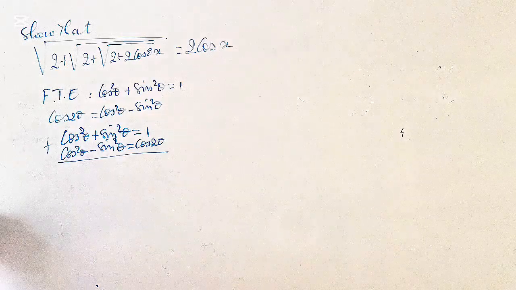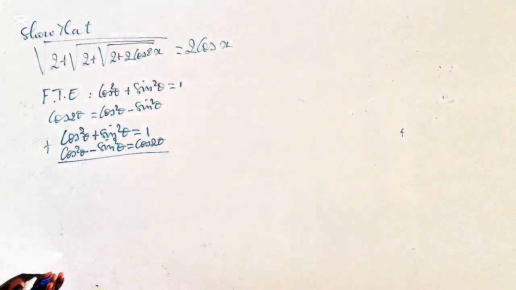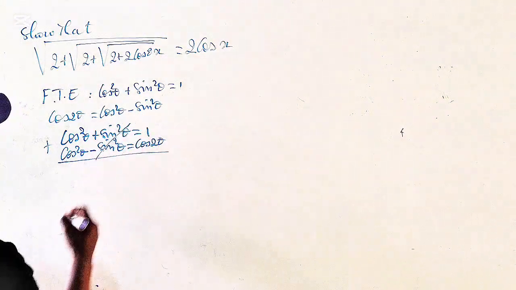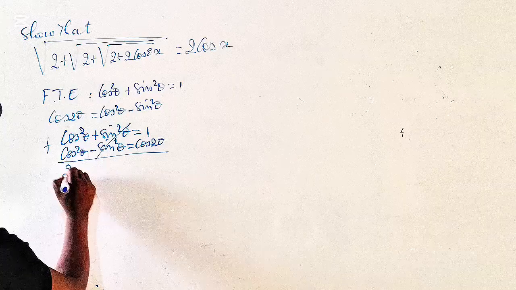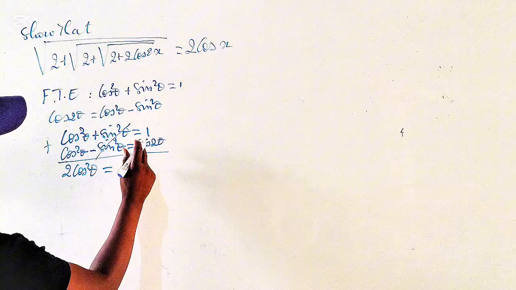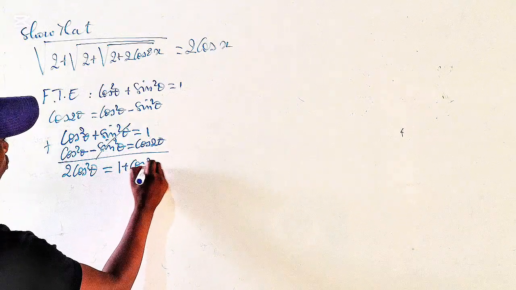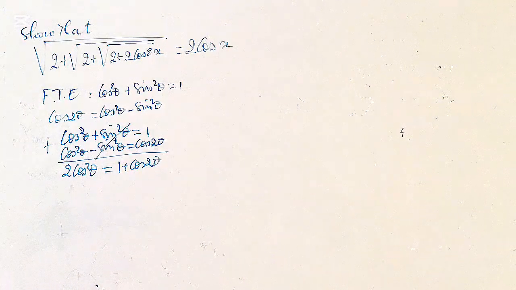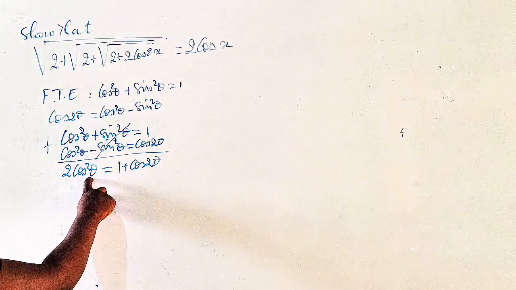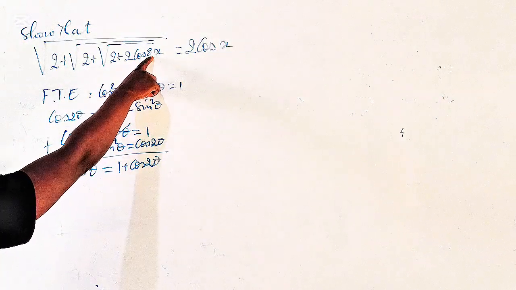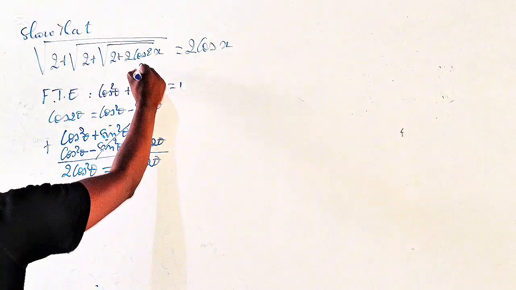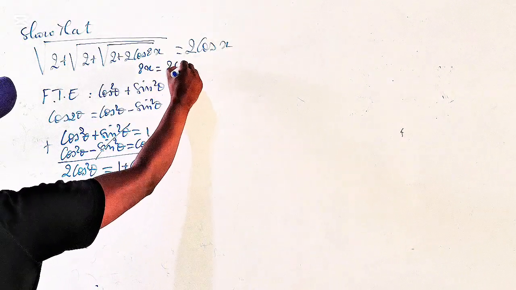Summing these two equations, you see this and this have two different signs. That's why they will vanish to 0. This is 0. This plus this is 2 times cosine squared of theta, and this is 1 plus cosine 2 theta. Here it is clear that this angle is a double of this. Since here we have 8x, it is the same as 2 times 4x.